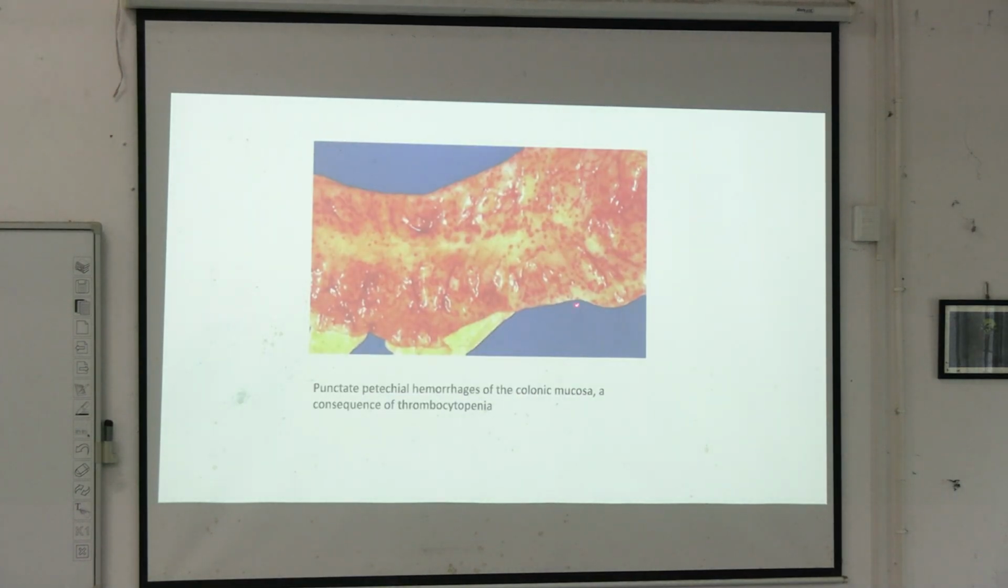This is a petechial hemorrhage in a colonic mucosa, a consequence of thrombocytopenia. These are petechial hemorrhages, small.